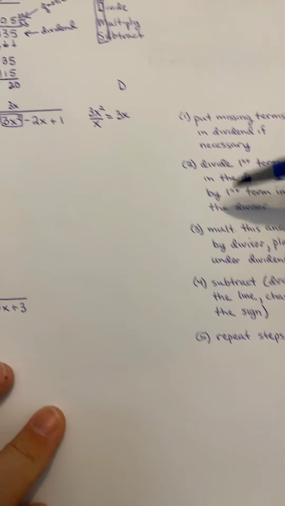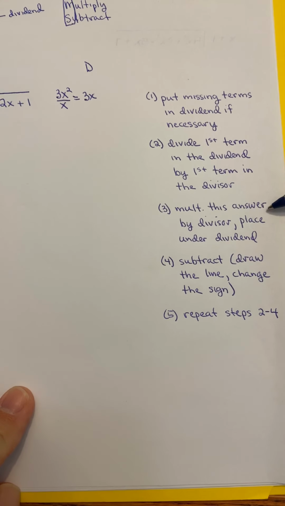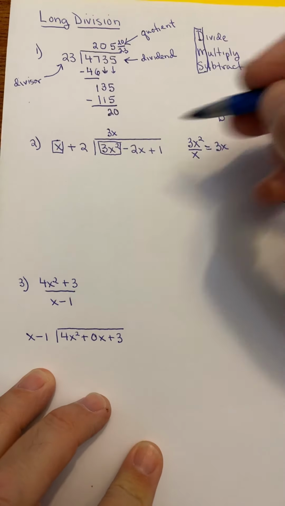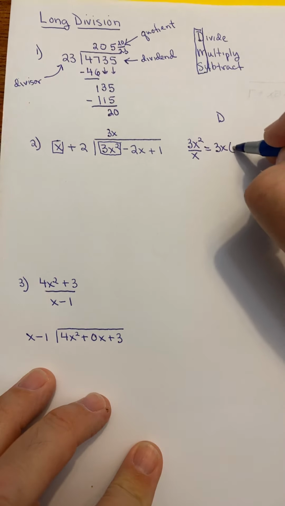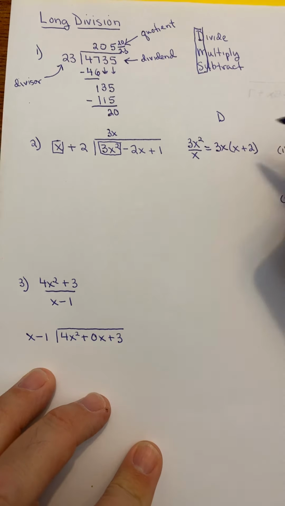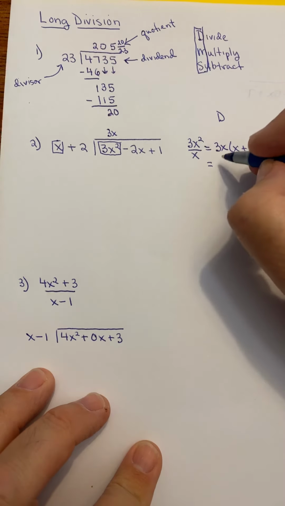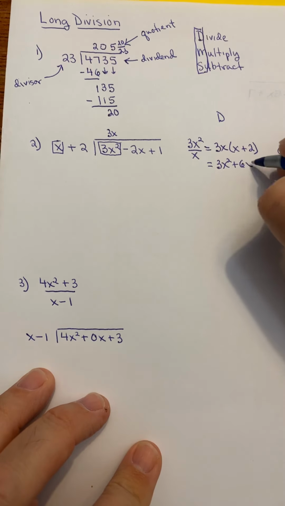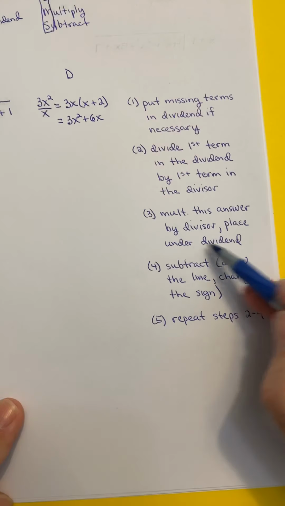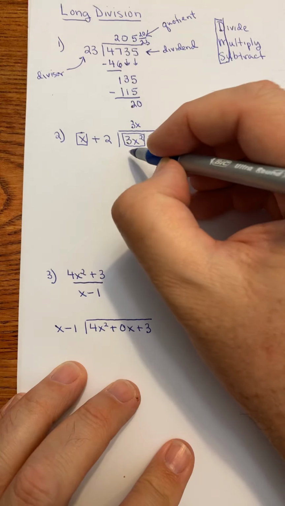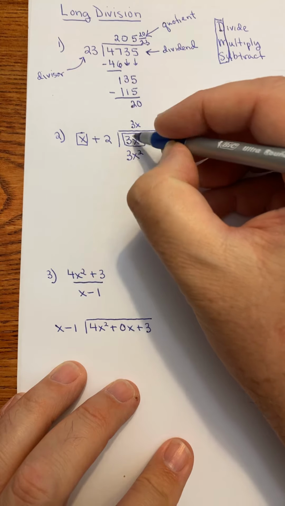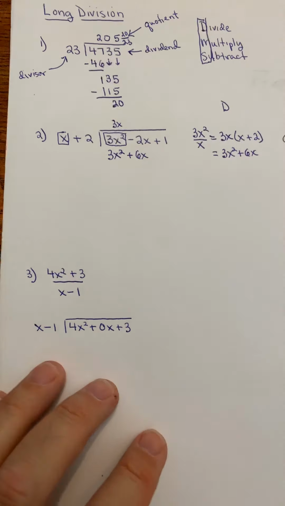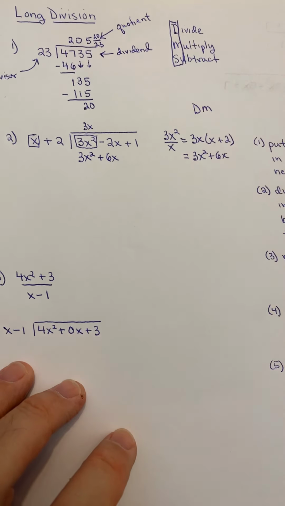The next thing, it says multiply this answer by the divisor and place it under the dividend. The entire divisor is x plus 2. I'm going to multiply by x plus 2. That's just using the distributive property. So it'd be 3x squared plus 6x. Place under the dividend. Okay, so this would be 3x squared. And if you do this right, these two should always match up. Plus 6x. Okay, so there's the multiplication part of this problem.